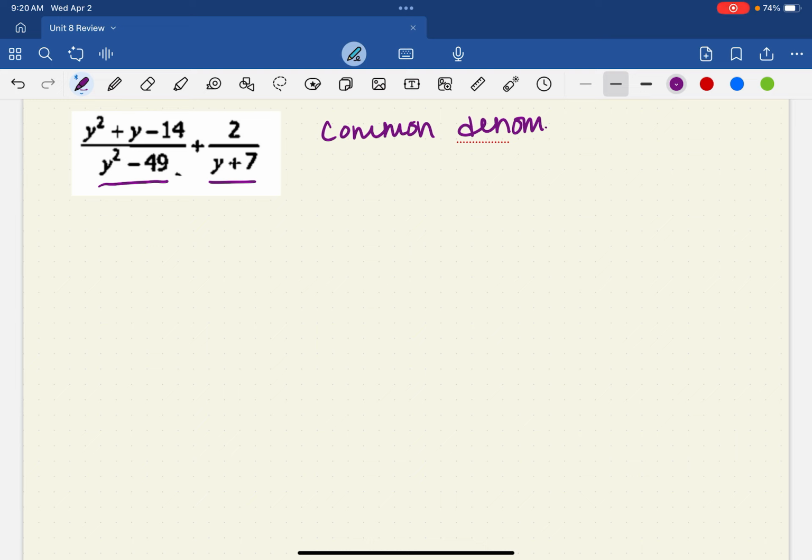I'm going to go ahead and start by factoring y squared minus 49. This is a difference of squares because it's got an even exponent and a minus sign, and I can take the square root of 49. So y plus 7, y minus 7. How do I make the other side have y minus 7? I multiply by y minus 7. And that goes to the top and bottom.